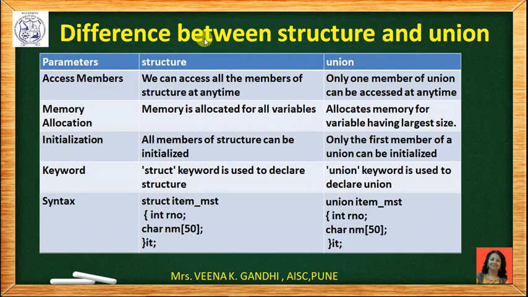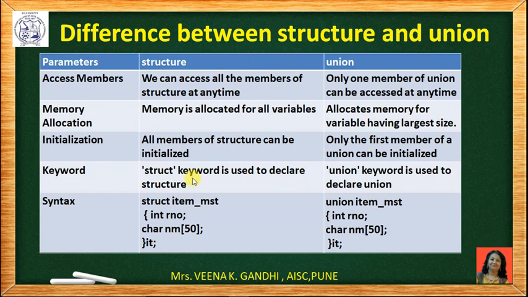Let us see the difference between structure and union. Now in a structure we can access all the members of a structure at any time. In a union only one member of the union can be accessed at any time, or at a given instant. Only one member is active. Now in a structure, memory is allocated for every member, or for all variables declared in a structure. In a union, all the members share the memory and memory is allocated for the largest data member in a union. Now in a structure, we can initialize all the members. But in a union, only the first member of the union can be initialized.